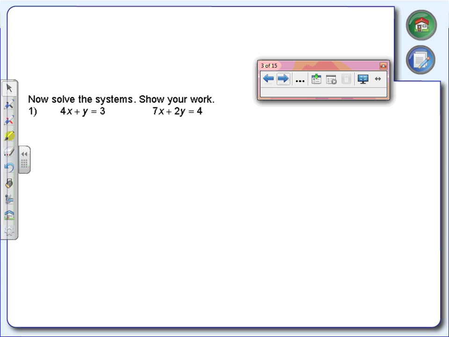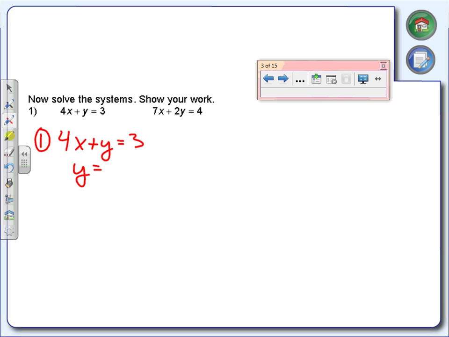So now let's take it a step further. It says here, number 1, now solve the system, showing your work. So this was the first example they gave us. We said we were going to get the first equation and get y by itself. So right now I'm doing step number 1. I want y by itself. So that's pretty easy. All I'm going to do is move the 4x over to the other side by subtracting it. So that's going to give me y equals negative 4x plus 3. I just did step 1. I got a variable by itself.